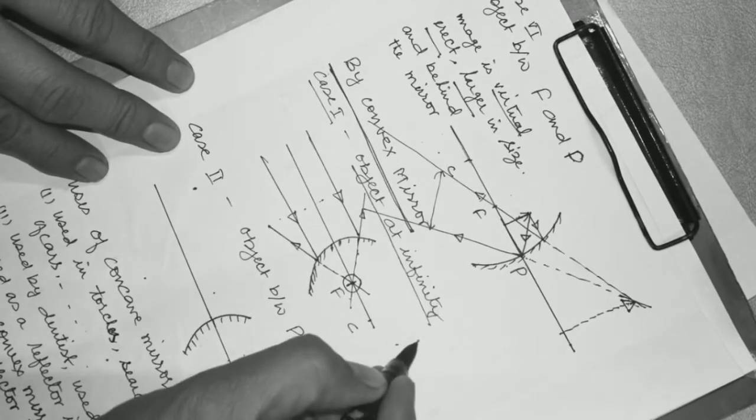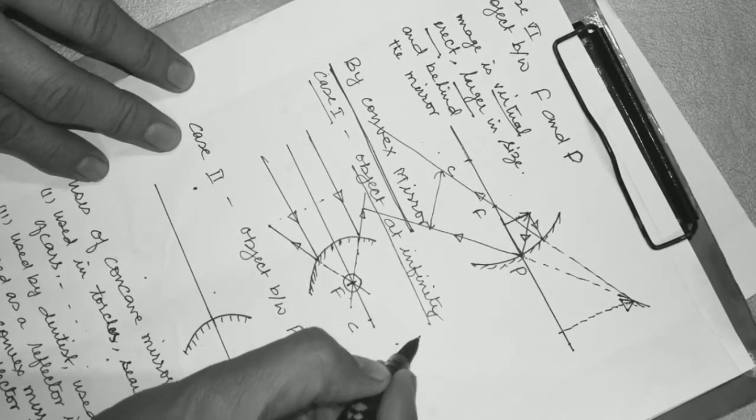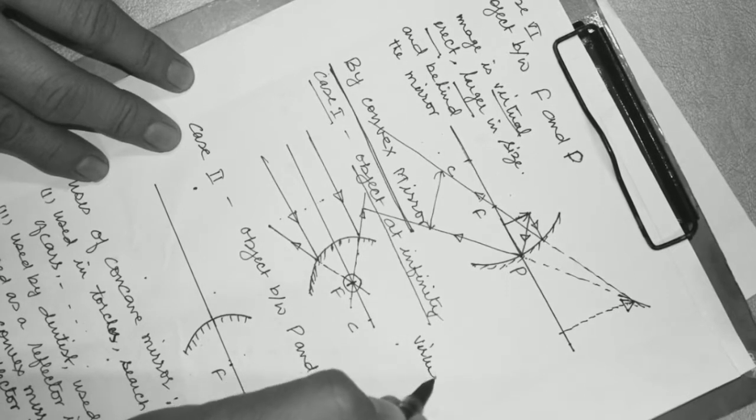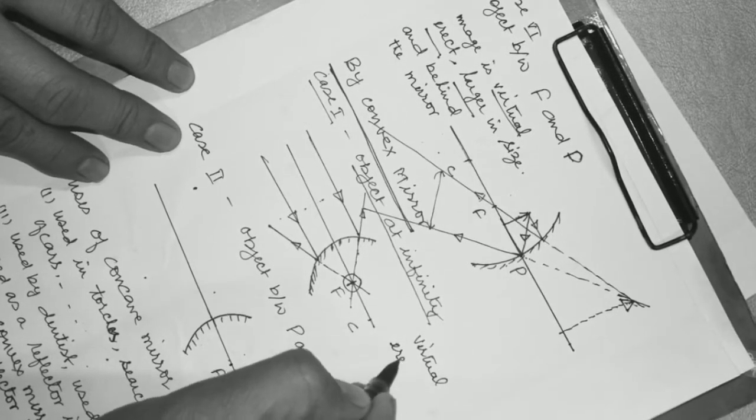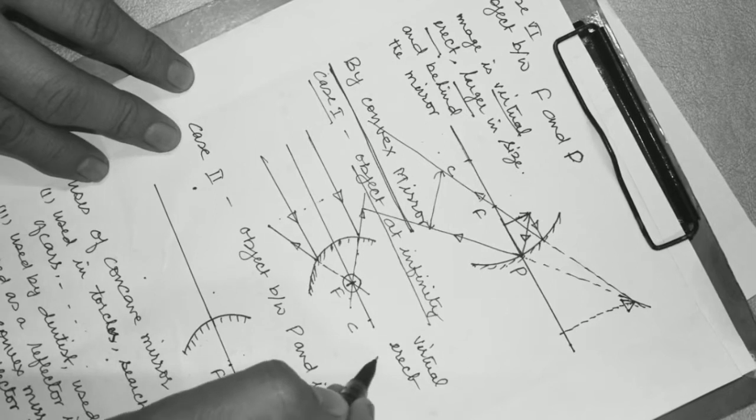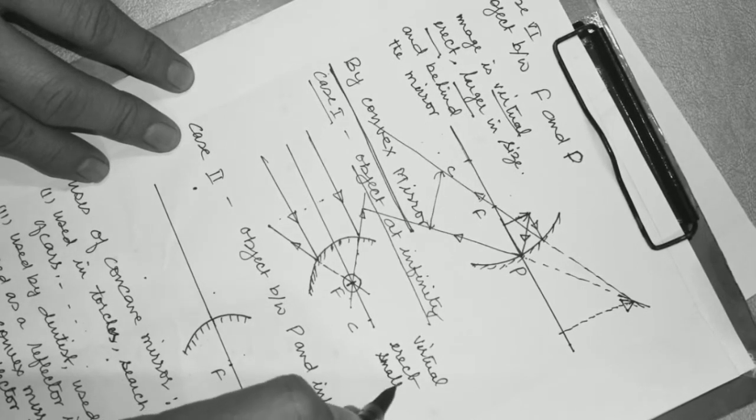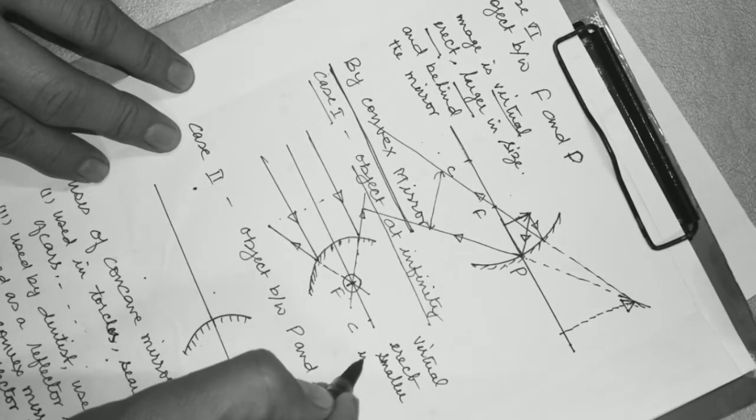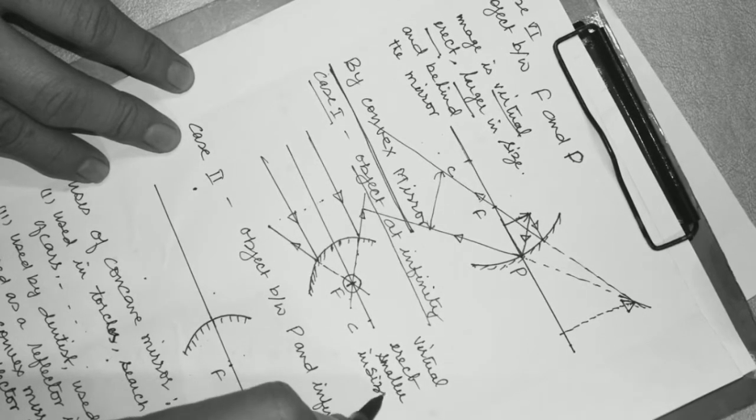But in this case the image formed is virtual, erect, smaller in size, or you can say diminished.